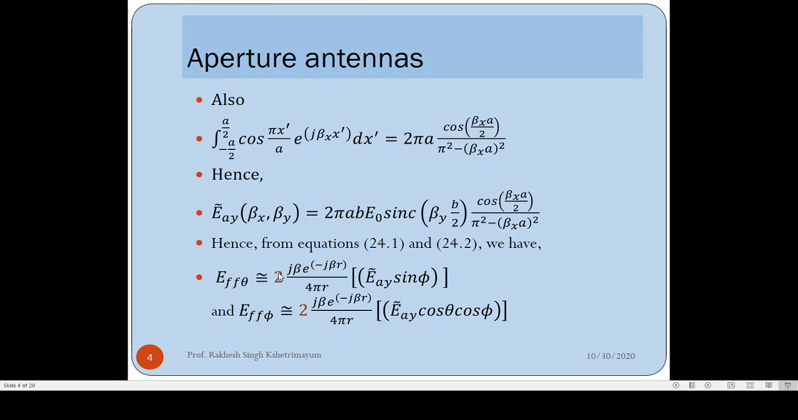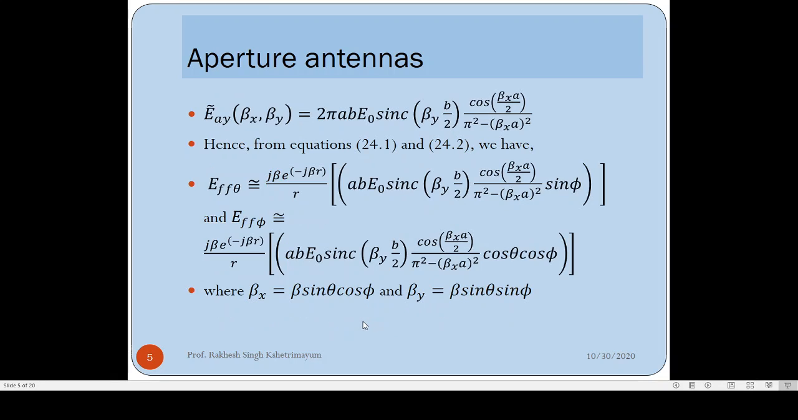Two terms are from the method of images. We have already discussed that. So let us plug in this expression you have derived for the 2D Fourier transform of the aperture field into the expression for the electric field in the far field theta and phi components. You can find out. And we want all the fields in terms of theta and phi.